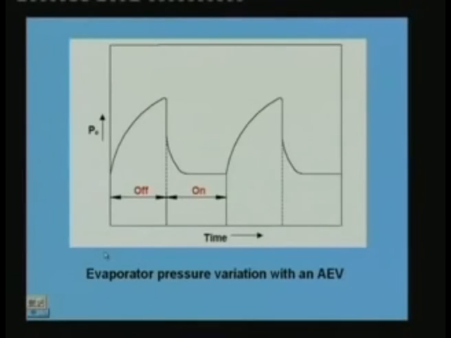And this is how the pressure varies during off and on. During the off period the pressure increases like this, in this manner, and at this point the compressor is switched on. Once the compressor is switched on, evaporator pressure drops. Once evaporator pressure drops, the upward force increases, the valve opens, refrigerant is supplied, so again the pressure drops like this. So this is how the pressure varies when you are using an automatic expansion valve.